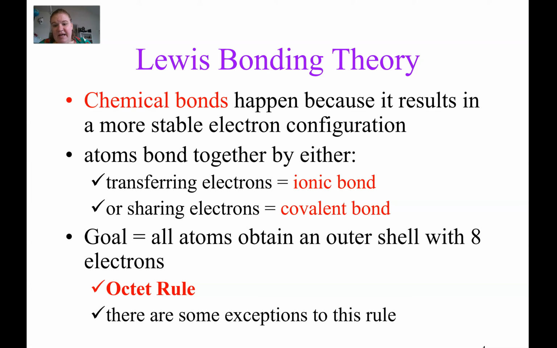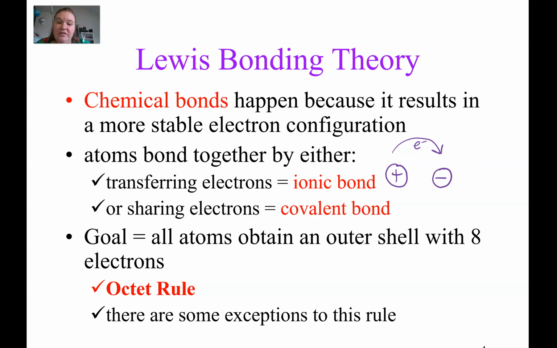Lewis theory says that chemical bonds are happening because it's allowing the atoms to have the most stable electron configuration. And this is going to happen two different ways. They can transfer electrons, meaning one atom can give its electrons to another atom, and this will cause them to have charges. So we know that our cations are positive and our anions are negative, and this is happening because our atom is giving those electrons over and it's creating those charges.